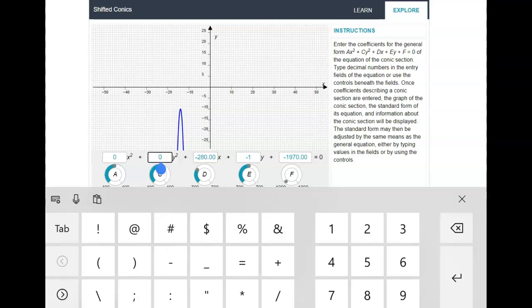Then we'll make y squared equal to 1. And let's make the coefficient for x just a 0 for now, so I can show you the parent function. And then let's change this y to 0. And let's not put a constant term for now. And what I want to do is make x equal to 1. Okay.